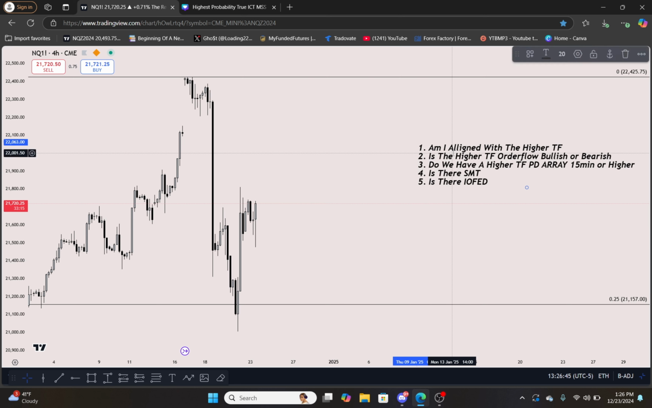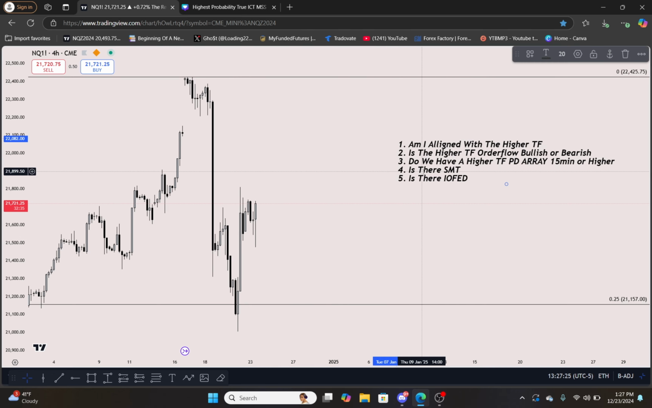These are the 5 things that are a part of my daily trade checklist. I always want to make sure I'm trading with higher time frame alignment. I always want to make sure I'm trading with the higher time frame order flow. I also want to always incorporate at least a 15-minute PD array or higher if I'm trading off the 1-minute chart. I'm also looking for SMTs between ES, NQ and YM. And I'm also looking for, on the pair that I'm actually trading, is there an institutional order flow entry drill, or the true market structure shift pattern.